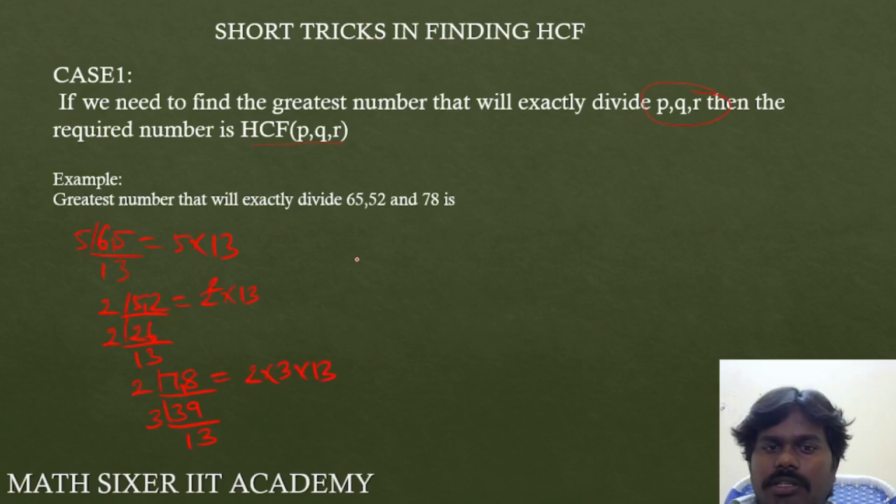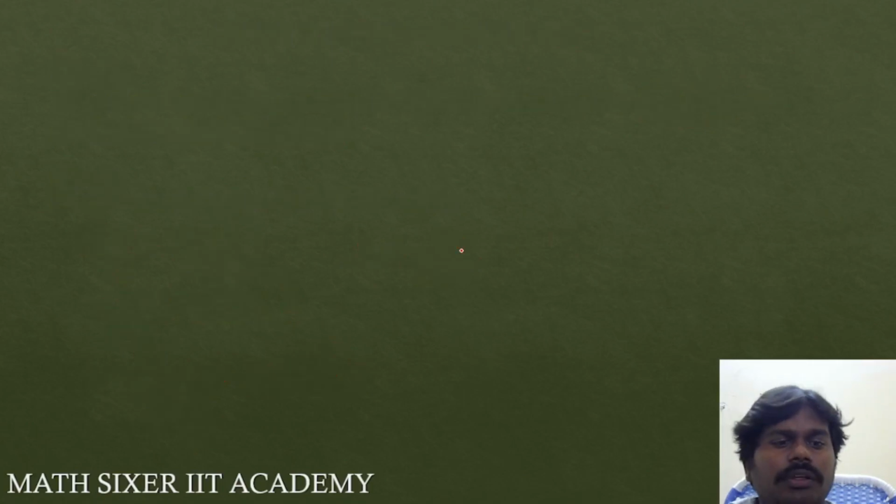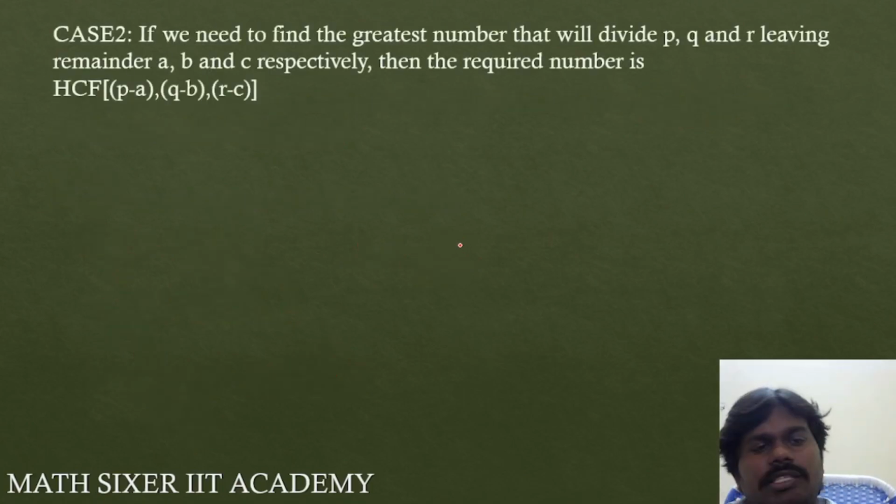Now the HCF is nothing but the product of the least power of the common factors in the numbers. Among the prime factors we found, the only common factor is 13. So 13 is the required answer for the question. Okay, now we will see the next case.